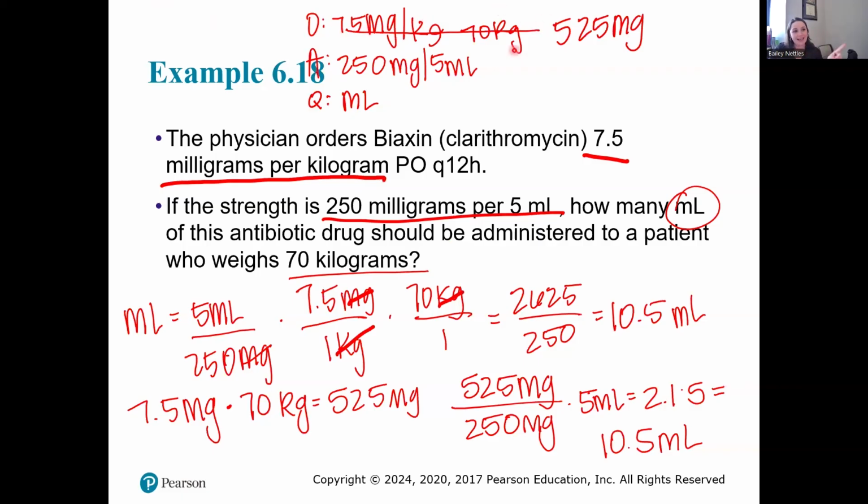Okay? My order, don't read the line, don't look at that line yet. It's 7.5 milligrams per kilogram. My patient weighs 70 kilograms. So I added that all up there. I have available 250 per 5.